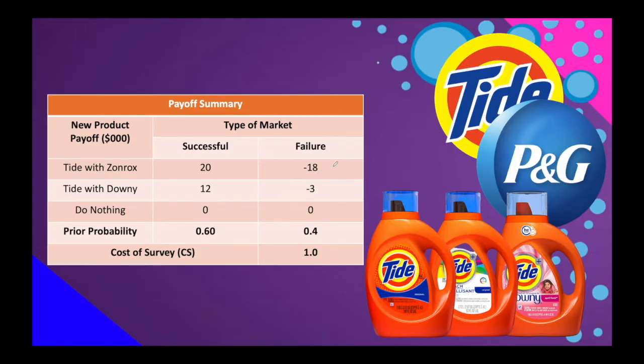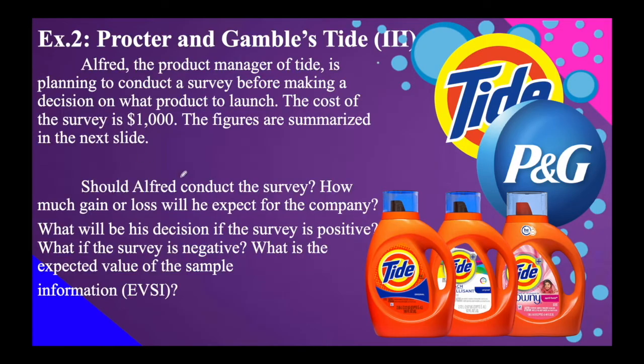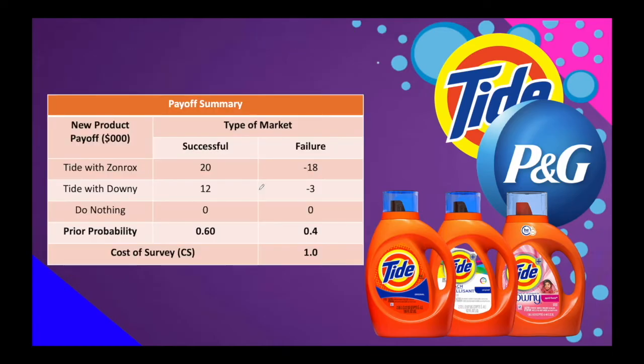Okay? And for the Tide with Downy, 12 for successful, for failure is negative 3. If they will choose to do nothing, that will be 0 and 0. Now, the prior probability as stated on our previous problem, 0.6 and 0.4. We have this cost of survey or what we call the CS para mas maikli siya, which is 1 or $1,000. Saan po ito nanggaling? Sa ating problem pa rin. We have $1,000. I hope you get it, guys.